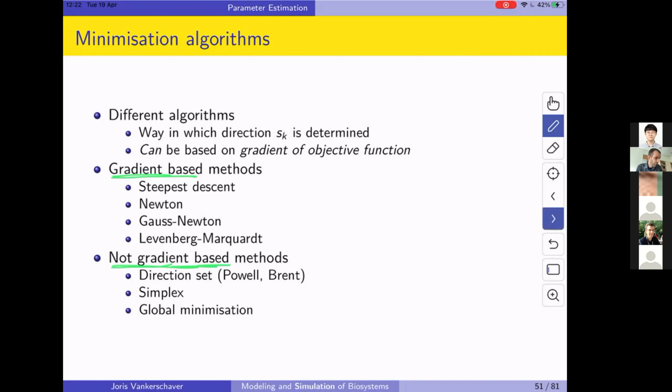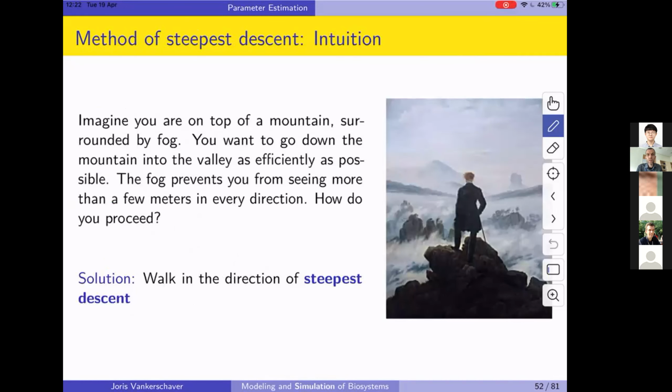And so for the last thing for today, let's have a look at a very famous method called the method of steepest descent. This is one where I think you should know the intuition because it's simple and it occurs in a lot of different application areas. And the intuition is very simple.